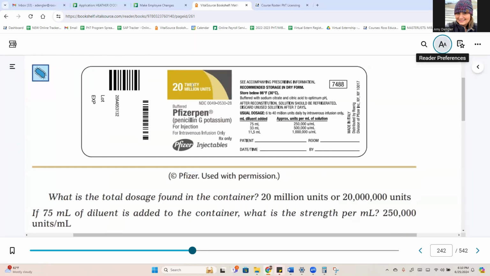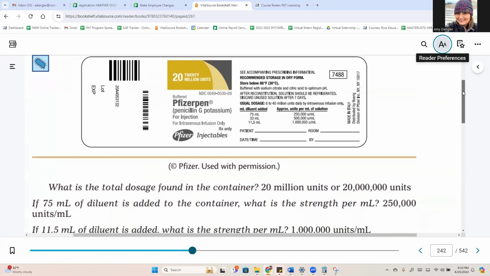And it's 20 million units, or written out as 20 million units. That's how much is in the container. If 75 ml of diluent is added to the container, what is the strength per ml?